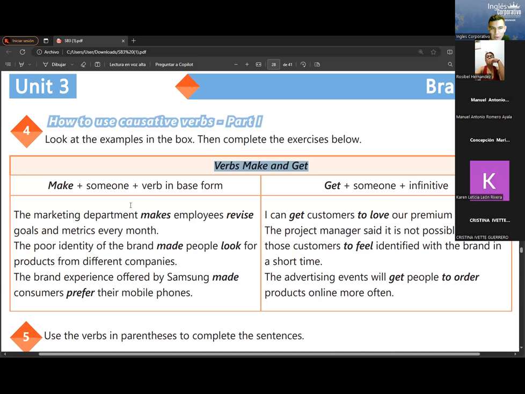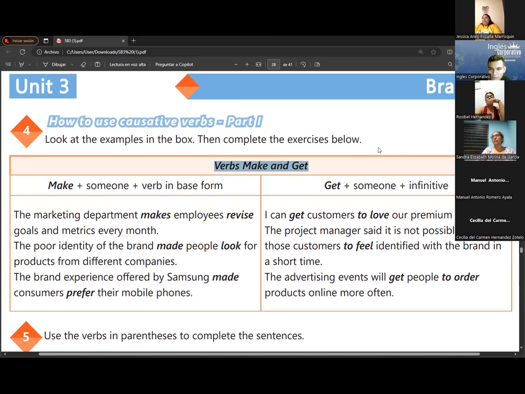And maybe you might be wondering how we can know the difference between make and get. Well, let me tell you that you will learn this memorizing. You have to memorize it. Okay, and practice as much as possible. Read it, read examples, and try to use them.